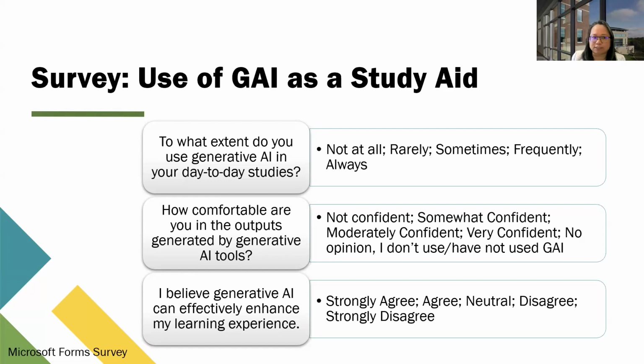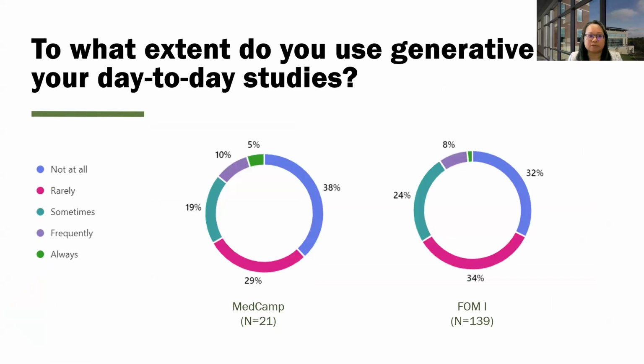So what were their thoughts? When I looked at it, the very first one is to what extent do they use generative AI in their day-to-day studies? So this is information both from our MedCamp students, of which we had about 25, 26, and our Fall 1 students, of which we had about 170 this year. So we had pretty good response rates of roughly 80% responding.